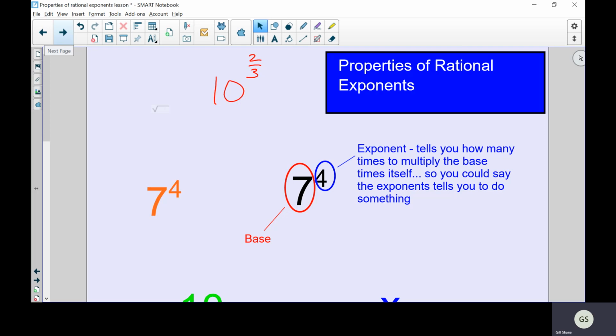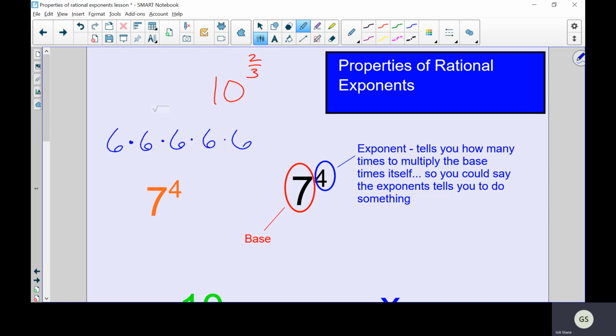And this is always multiplication. Exponents are a shortcut to multiplication. So if we're multiplying the same number over and over and over again, we just say, well, instead of doing that, I'm just going to write it as an exponent. So instead of writing out all those 6's, I just say, I'm just multiplying 6 times itself 5 times.